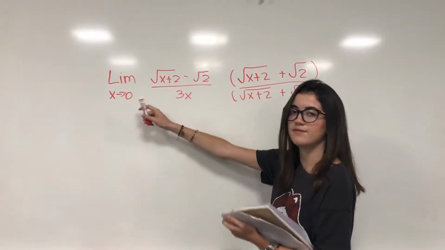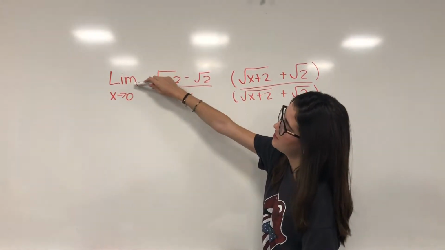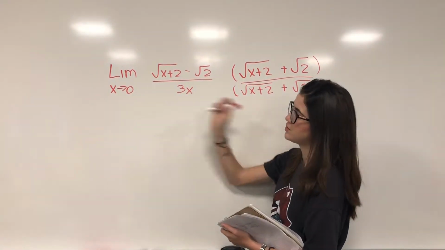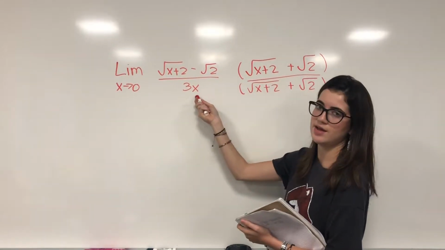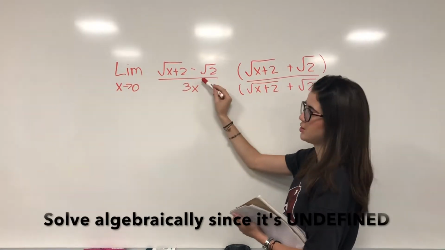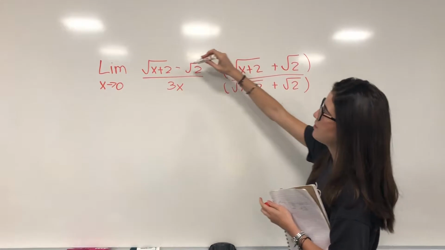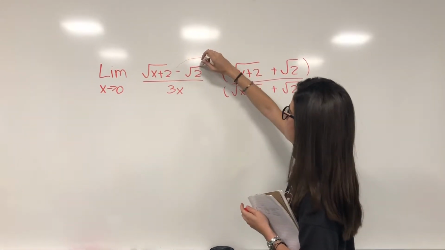Okay, here we have our problem of finding the limit when x tends to 0. And we're going to solve it algebraically, because if we plug in the 0 here, it would be undefined, and we can have a 0 on the denominator. So first, we start by multiplying by the reciprocal, doing difference of squares.